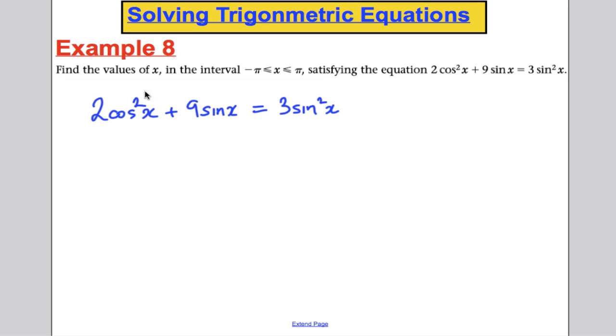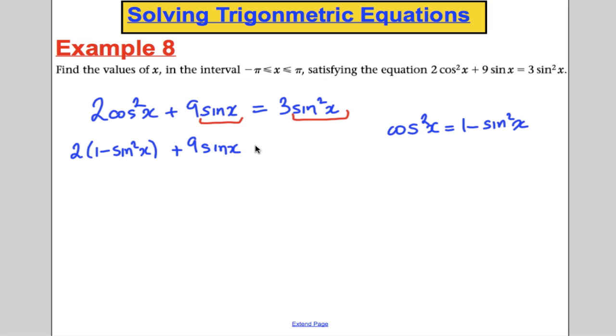It would be better if everything was in terms of one of them, preferably sine x's, because we've got a sine squared and a sine. We can convert this, because we know from our identities that cos squared x is 1 minus sine squared x. So we can substitute that in. 2(1 minus sine squared x) plus 9 sine x must equal 3 sine squared x. Expanding out, you get 2 minus 2 sine squared x plus 9 sine x equals 3 sine squared x.